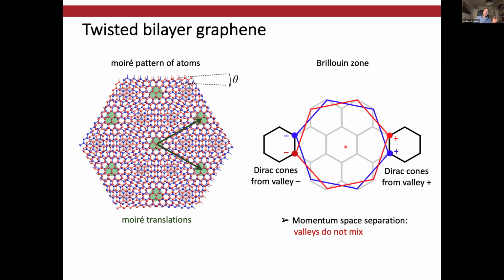So to compare with single layer graphene, we have double the degrees of freedom. So on top of the 2 spin flavor degrees of freedom and the 2 bands, which give these Dirac cones, we also have 2 valleys.